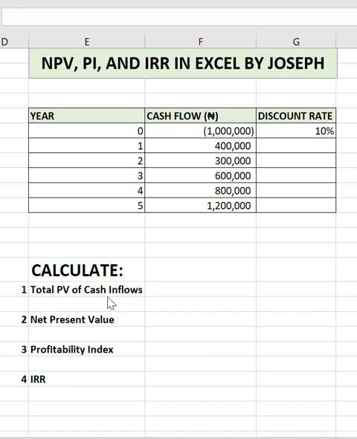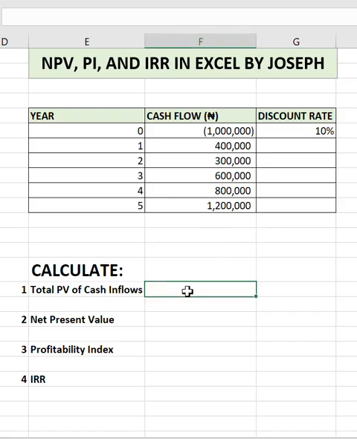This present value of cash inflow simply means the future money for year one to year five. This is the future money we are expected to gain if we invest our 1 million naira in a project, maybe a land project or whatsoever. What is today's value of these future cash inflows from 400,000 to 1.2 million naira? We want to convert this future money to today's value.